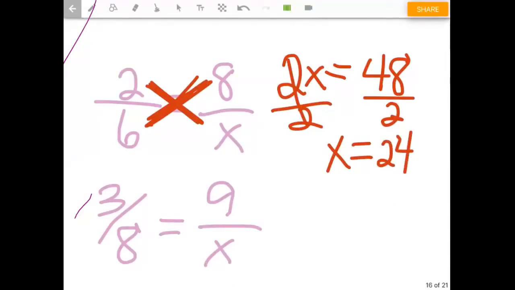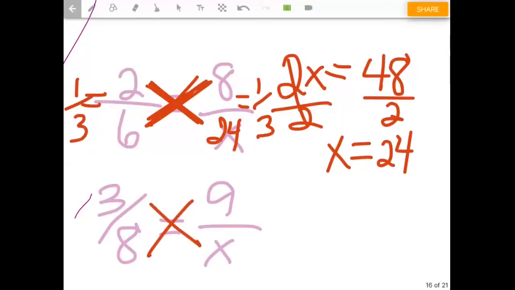So we have 2/6 is the same as 8/24, which makes sense because if we reduce 2/6, that's 1/3. And 8/24, 8 is 1/3 of 24. So that works. All right, so you go ahead and try that one. Cross multiply and divide.